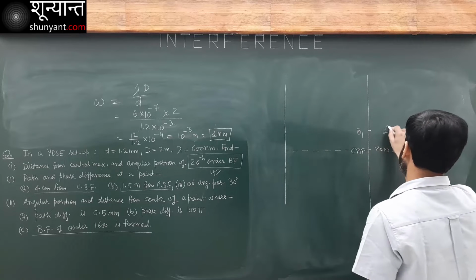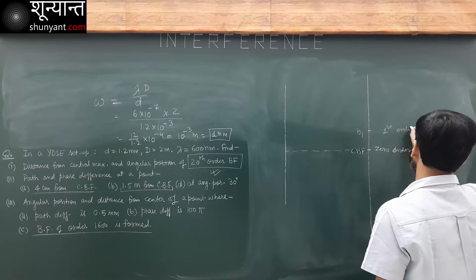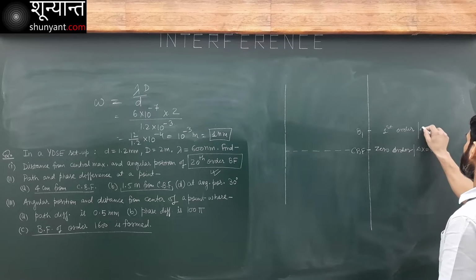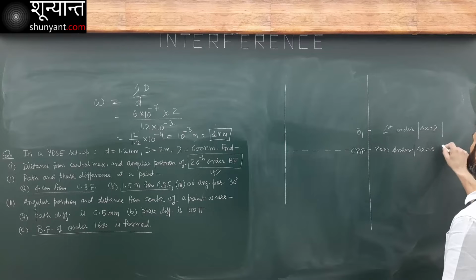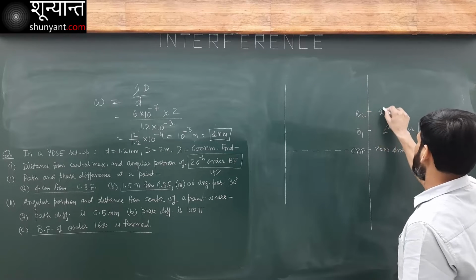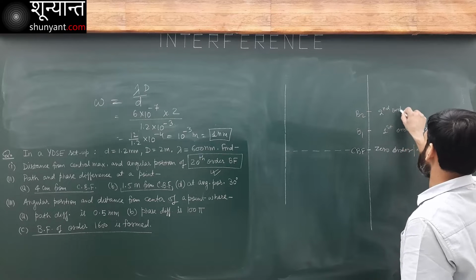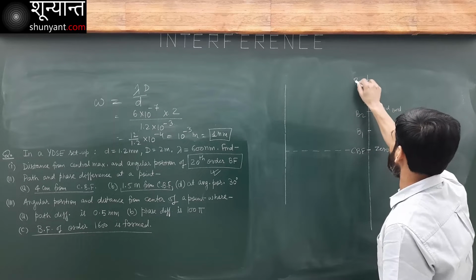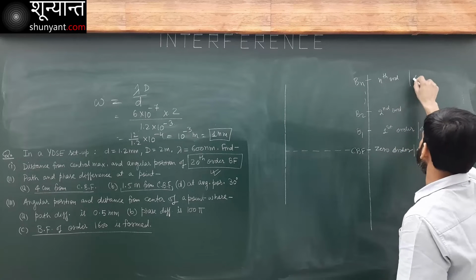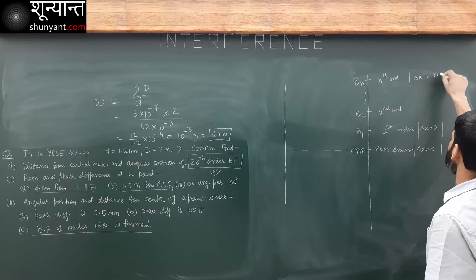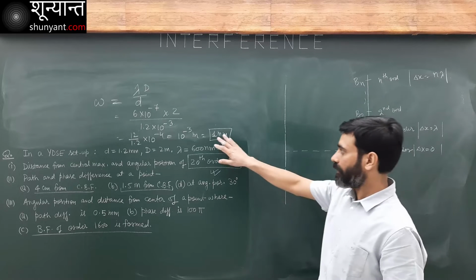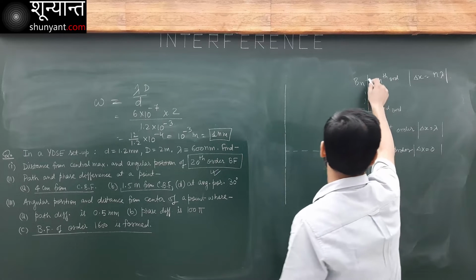0 order, then the first bright fringe. I call it first order. What is the path difference here? 0. What is the path difference here? It is lambda. Then I will get the second order. Similarly, I will get the nth order. What will be the path difference? It will be n times lambda.